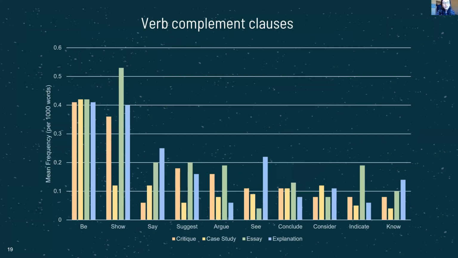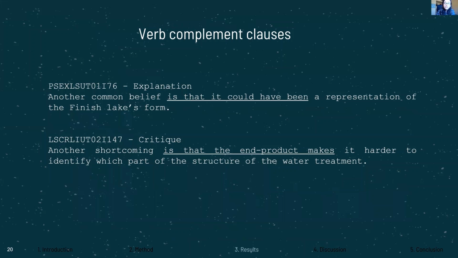So we can see that overall, the most frequent verb controlling a verb complement clause is to be. But if we look at essay, we actually have show as the most frequent verb, and we also have some communicative verbs being very frequent in essays, for example, argue, conclude, and indicate. So let's take a look at the examples.